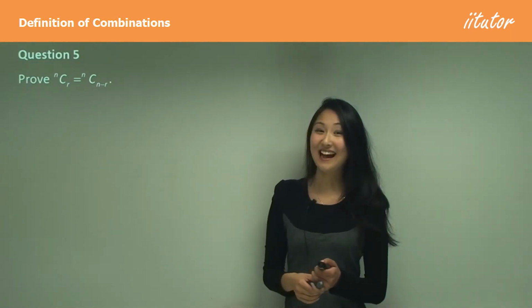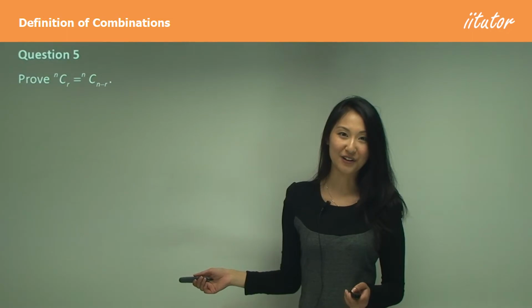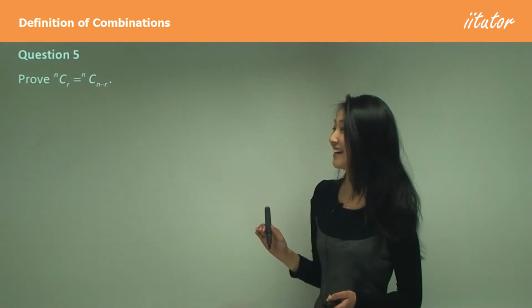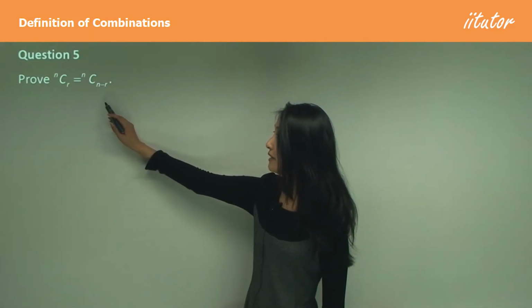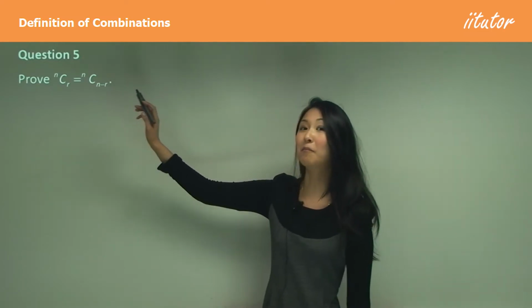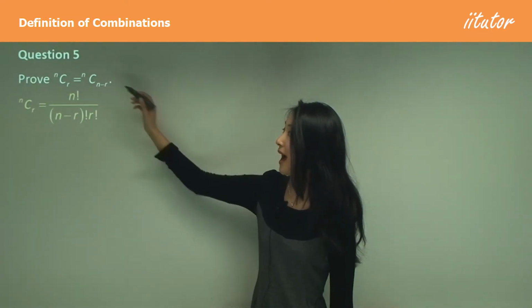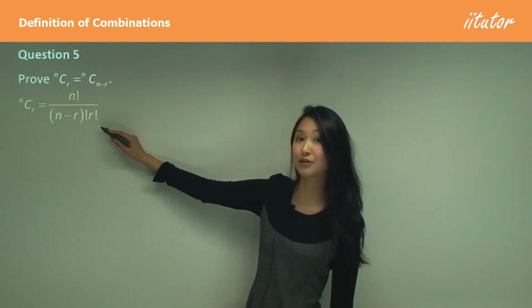Let's have a look here at a proving question. Now, this is incredibly popular for your exams, and I've seen this many times, so it's good that we're learning this now. So we want to prove that nCr equals nC(n minus r). And this is how we do it. First of all, we write out the equation, n factorial divided by n minus r factorial.